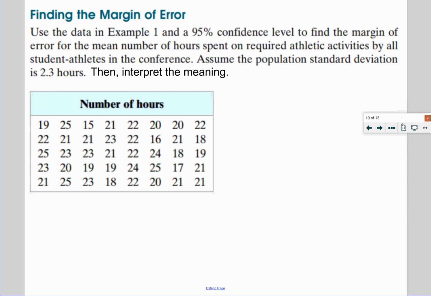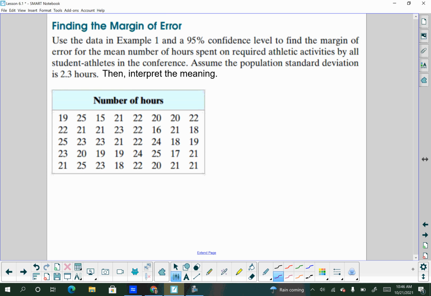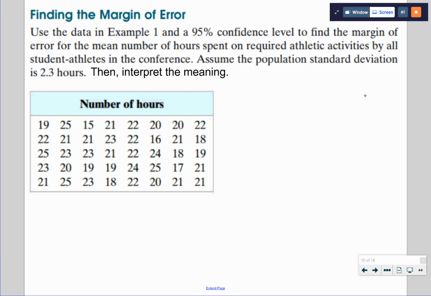All right, so let's go back to this problem we started with at the beginning here. Here we want to, given a 95% confidence level, find the margin of error for the mean number of hours that we are seeing spent on required athletic activities. We are assuming, now we've got a little more information, the population standard deviation is 2.3 hours.